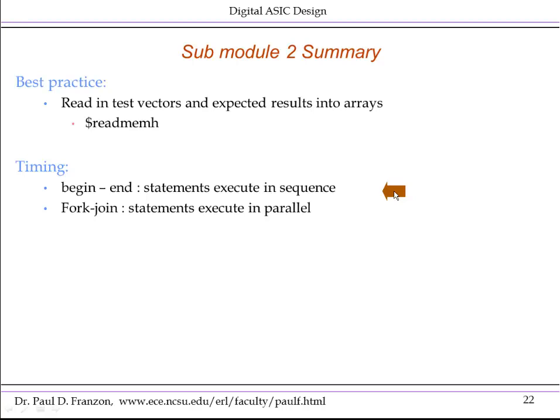Also introduced here was the idea of different types of timing in a procedural block. Between begin and end, statements execute as if they executed sequentially. Between fork and join, statements are executed in parallel. And this can be useful to get to very specific timing points that might be deep within the timing simulation that you're doing.